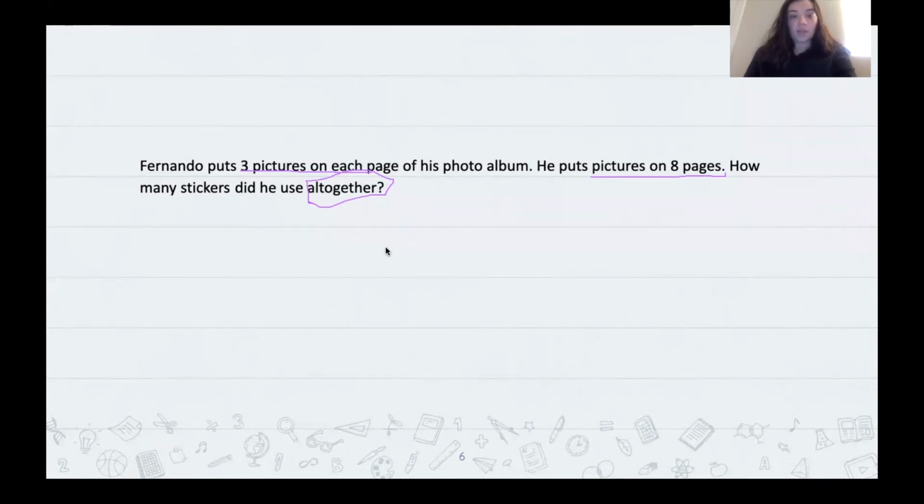And so there are 8 pages with 3 pictures on each page. So I'm going to make 8 rows of 3. 1, 2, 3, 4, 5, 6 rows, 7 rows, and 8 rows. So now I'm going to write my multiplication sentence.